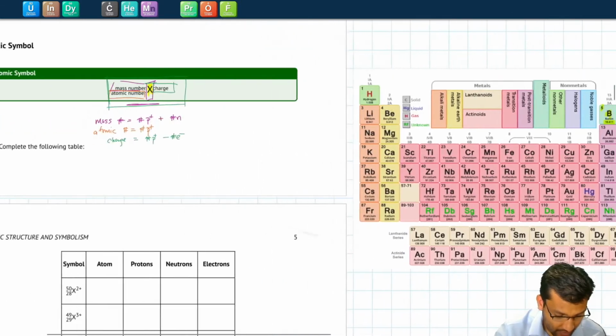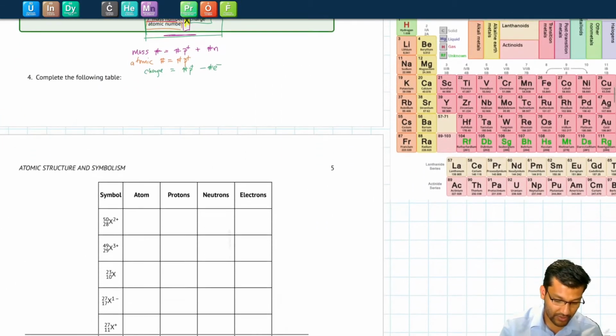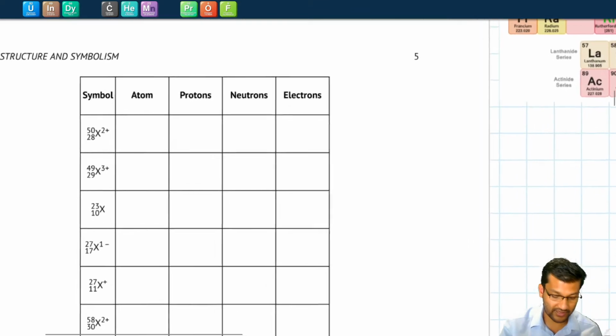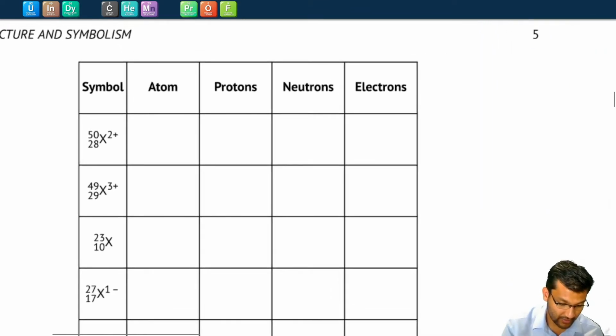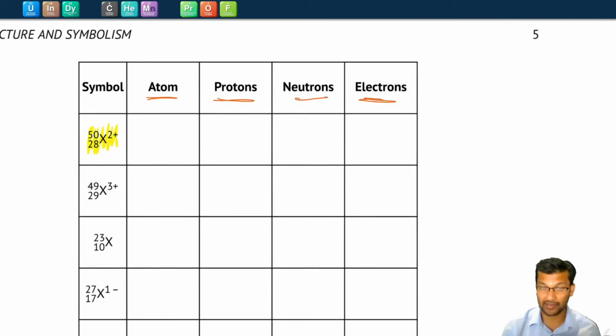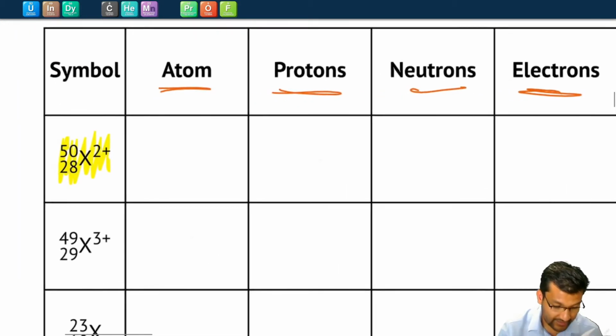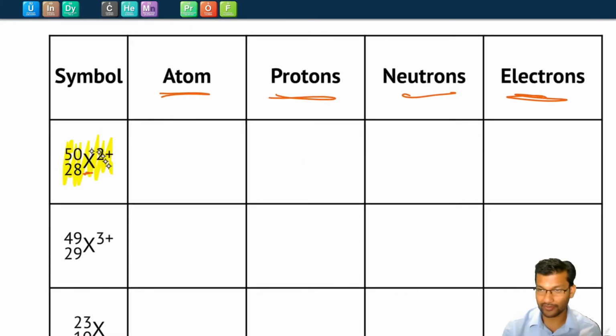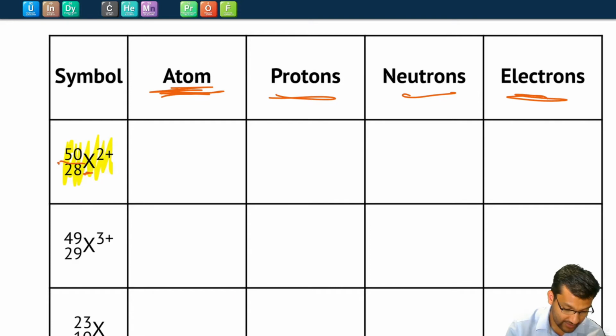Okay, so let's look at how we can decompose some atomic symbols. Let's look at this first one here, and let's figure out what the atom is, how many protons, neutrons, and electrons it has. Well, we know that the atomic symbol is not X. X here is just a placeholder. The element is determined from the atomic number, which is the number of protons, and the number of protons is right here in the lower left. So the number of protons is 28.